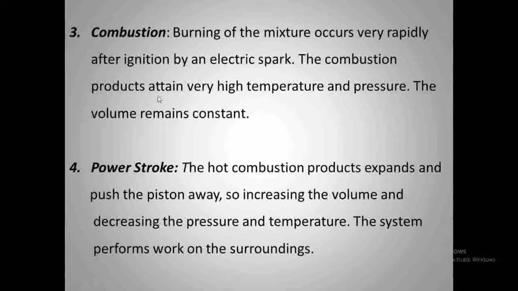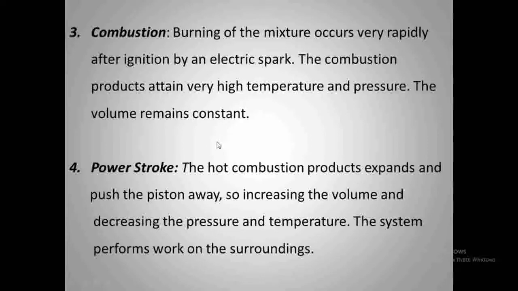Then the combustion products attain very high temperature and pressure. But during this time it is not a stroke, so the volume of the chamber remains constant. This increases the pressure and temperature of the system to a very large amount. The combustion products attain very high temperature and pressure.